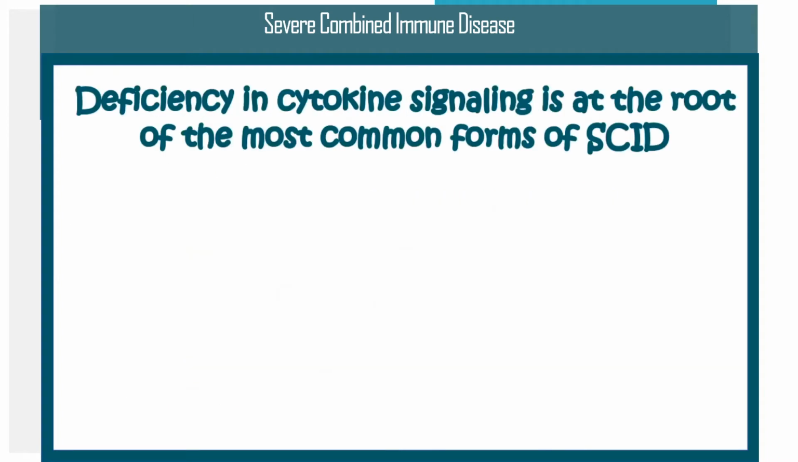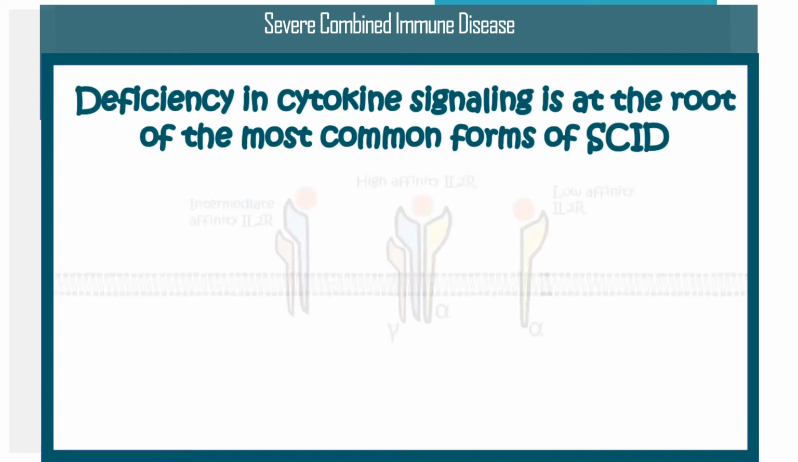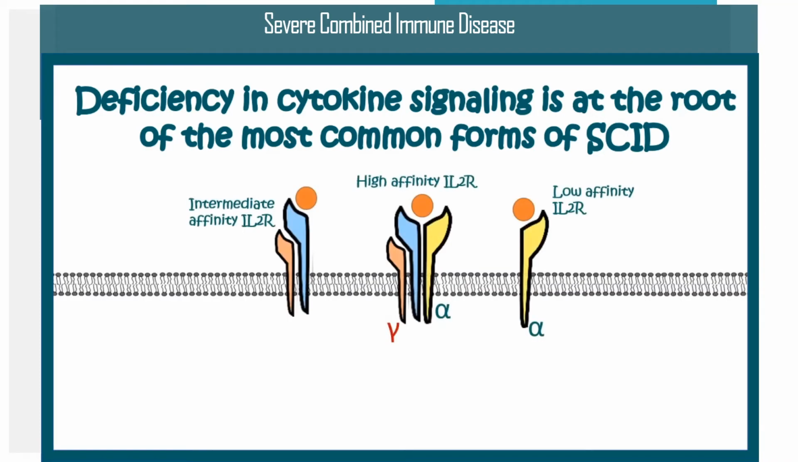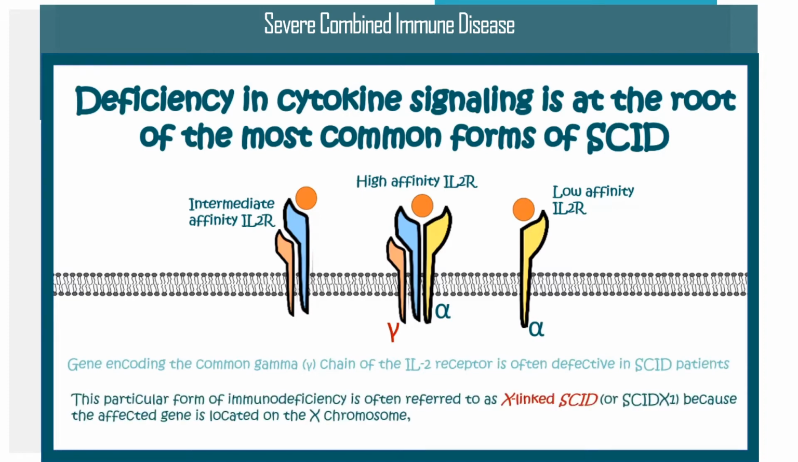Now deficiency in cytokine signaling is at the root of most common forms of SCID. Several cytokine receptors, or cytokine receptor mediated signaling, are compromised. For example, if we talk about the IL-2 receptor, the IL-2 receptor gamma is actually mutated in SCID patients, so obviously IL-2 receptor mediated signaling is compromised. Now this IL-2 receptor gamma is encoded by genes on the X chromosome, so obviously it is an X-linked SCID and it is more prevalent in males.